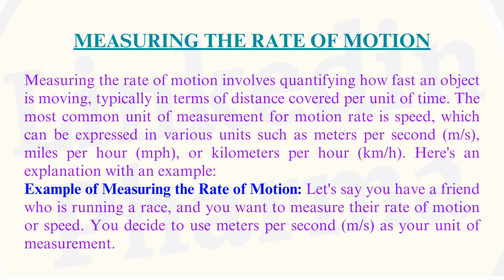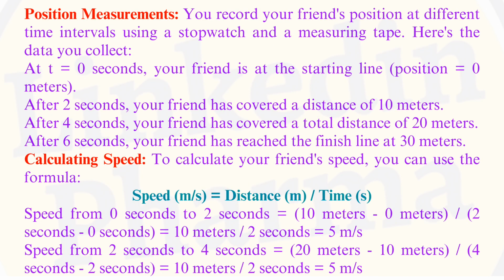Let's say you have a friend who is running a race, and you want to measure their rate of motion or speed. You decide to use meters per second as your unit of measurement. 1. Position measurements. You record your friend's position at different time intervals using a stopwatch and a measuring tape. Here's the data you collect.